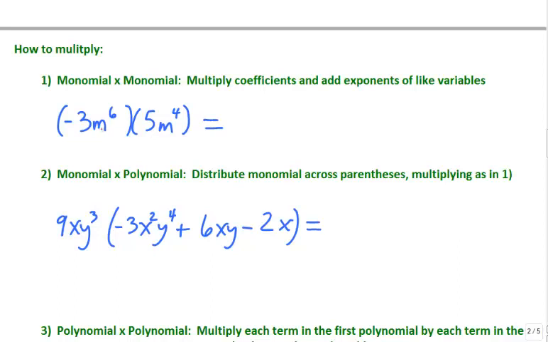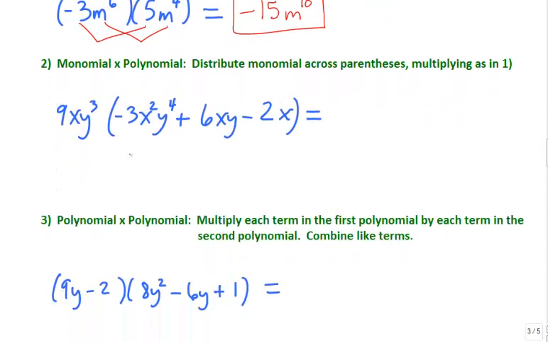So when you multiply an m to the 6th times an m to the 4th, since the bases are the same and we're multiplying them, we get to add the exponents. So if we multiply the coefficients first, negative 3 times 5 would be negative 15. And then if I multiply the m's together and add the exponents, this is going to stay an m, but 6 plus 4 means now I'll have an m to the 10th. So this would be what I get when I multiply these two monomials together.